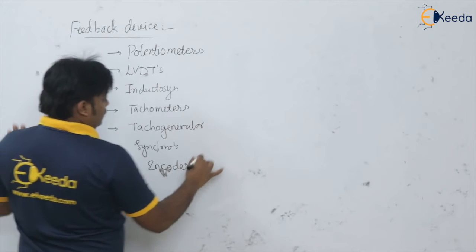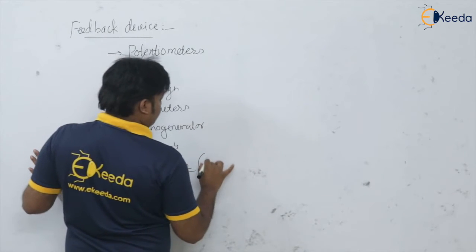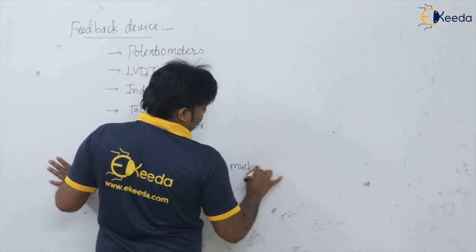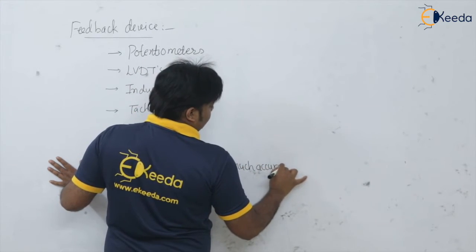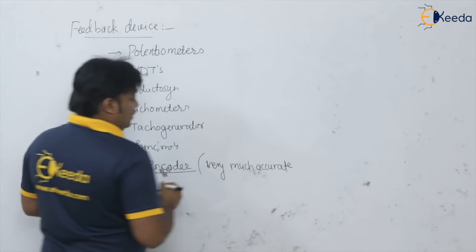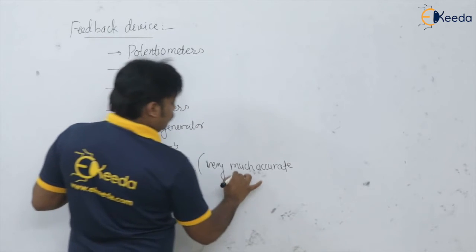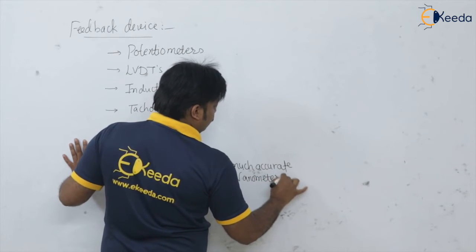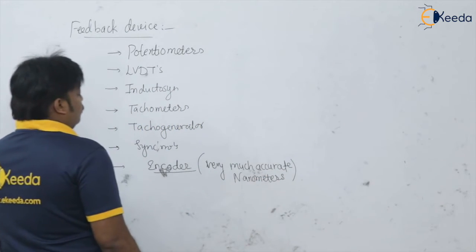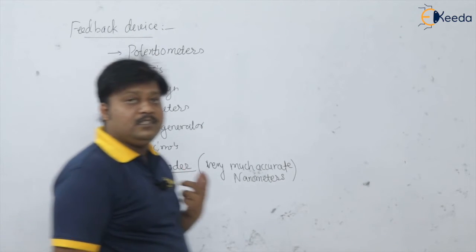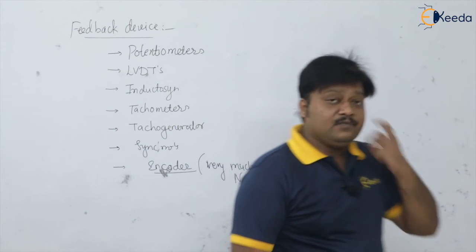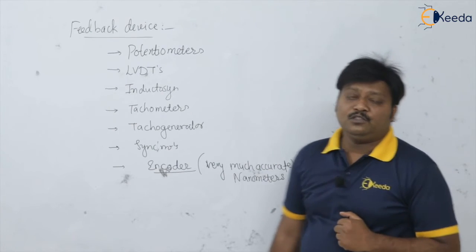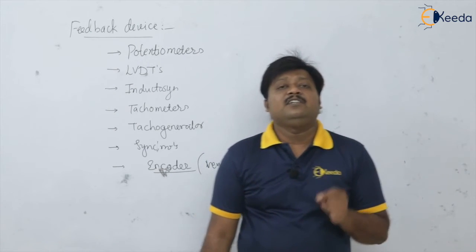So among all this, see, these encoders are very much accurate. They can give the accuracy in the displacement up to nanometers. So nowadays we are using encoders as feedback devices in case of NC and CNC machine tools. So this is about the feedback devices.